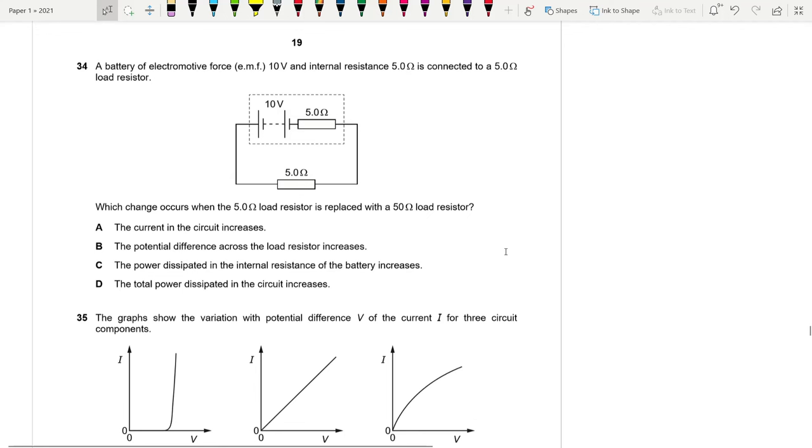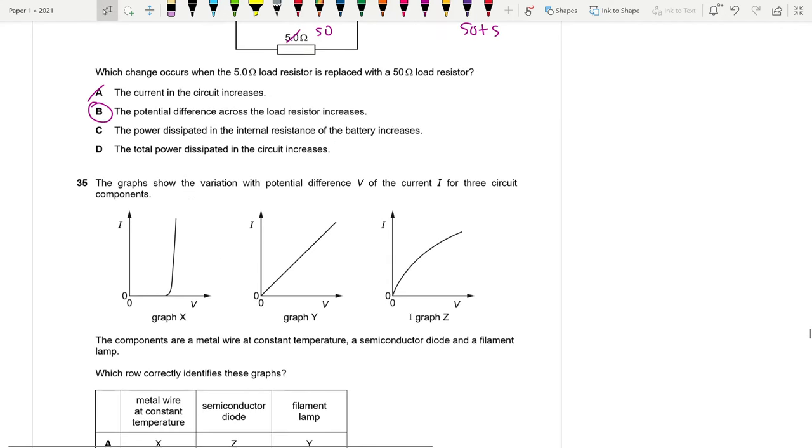A battery of electromotive force 10 volts and internal resistance 5 ohms is connected to a 5 ohm load resistor. Which change occurs when the 5 ohm load resistor is replaced with a 50 ohm load resistor? The current in the circuit increases. Impossible, because since resistance increases, current must decrease. The potential difference across the load resistor increases. That's true, because if this changes from 5 to 50, according to the potential divider, it will get more. So that's true. 34 is B.